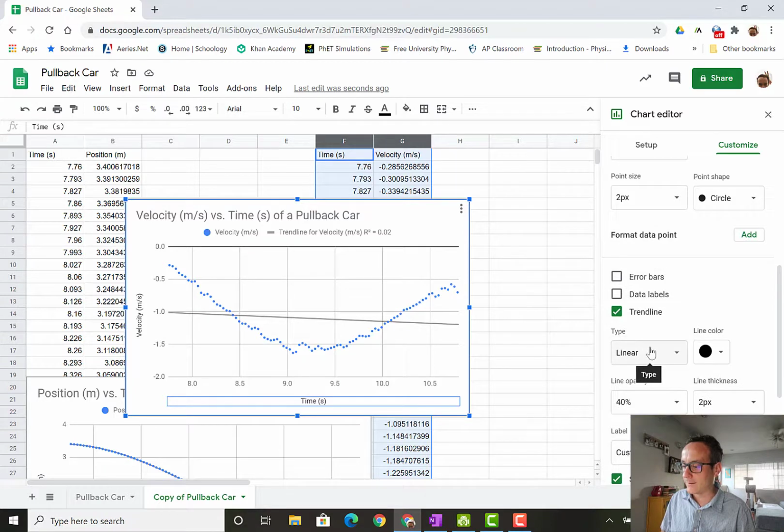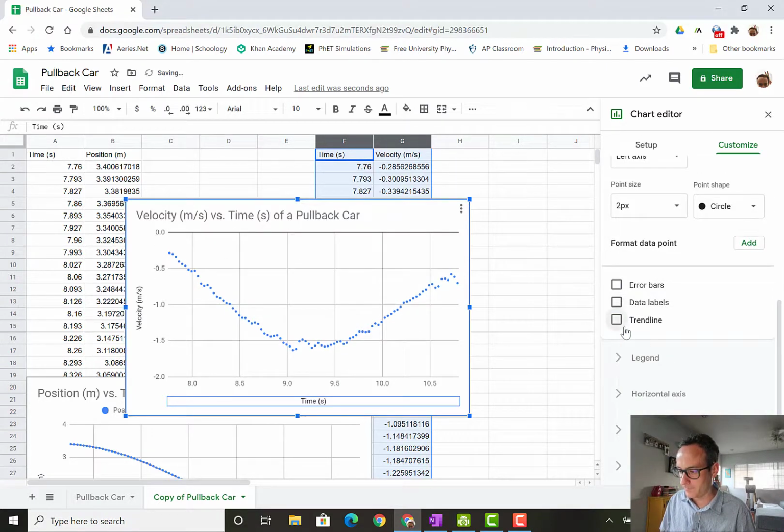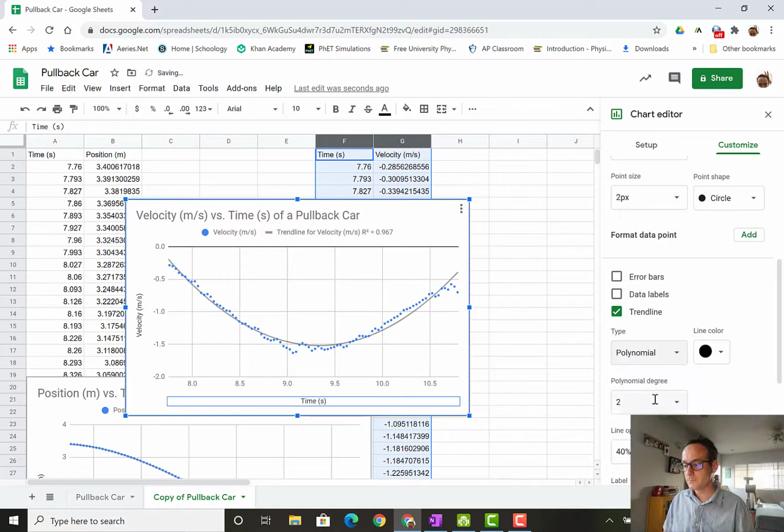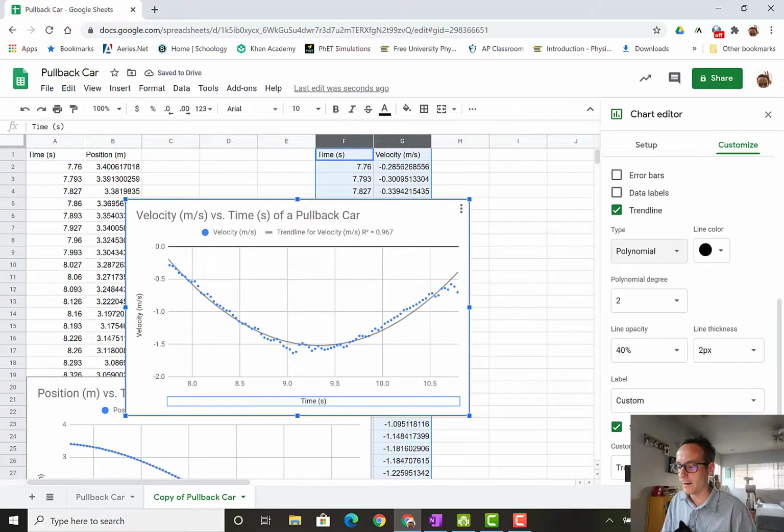So let's instead change it to polynomial. I clicked on trend line, I clicked on linear, and I'm going to go to polynomial, and the degree of 2. That's correct. All right, and then I'm going to change my label. Instead of custom, I'm going to do use equation. And now I got an R squared value of 0.967. Not bad. That's pretty good. And so there we go. That's what I want here.